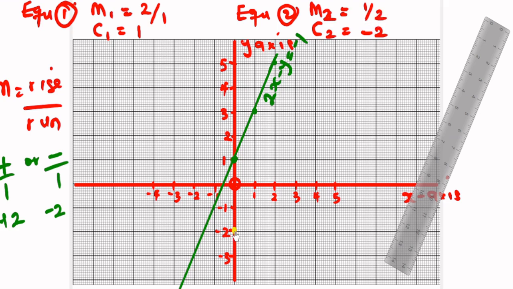So if we have minus 2, we are starting from the C2, minus 2. So we have minus 2, we are going to rise once, 1. And then we are going to run twice, 1, 2. So let's do that.